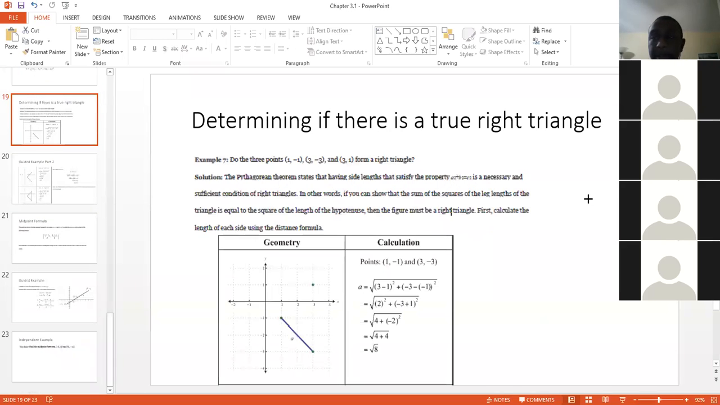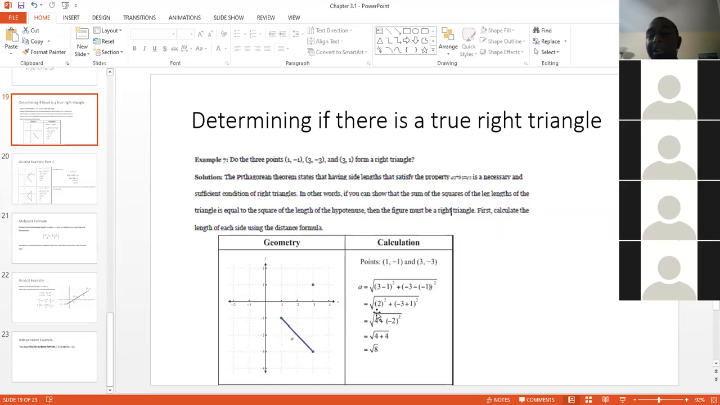Next one. This is a cool thing you can do now that we know the distance formula. If you're given 3 points, you can determine whether they form a right triangle. The way we're going to do this is to prove it using the Pythagorean theorem. The Pythagorean theorem states that for there to be a right triangle, the sum of the squares of side A and side B has to be equal to the third side squared. So A squared plus B squared has to be equal to C squared for it to be a right triangle.